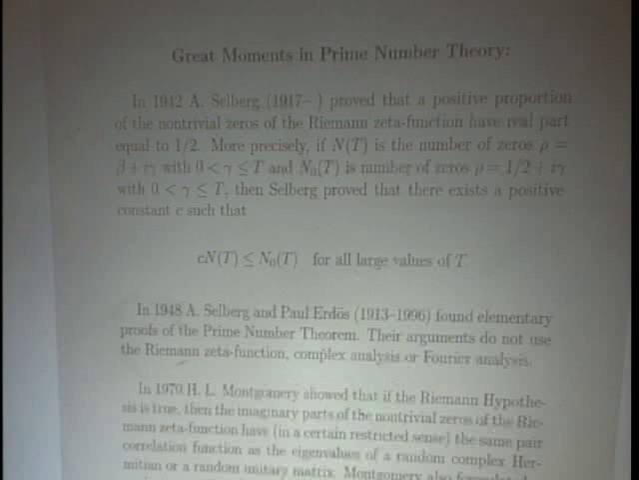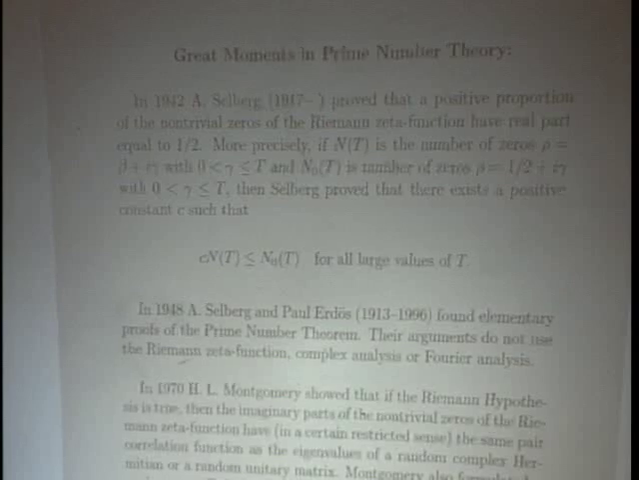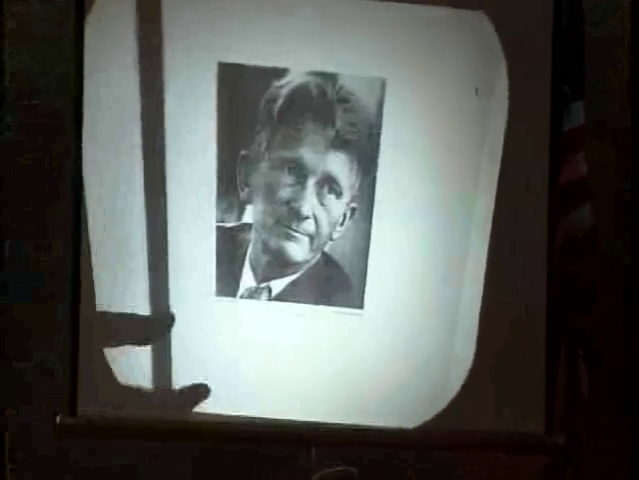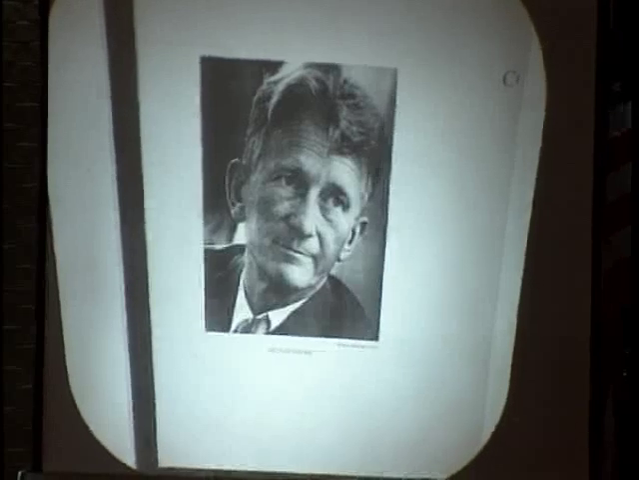The first I want to mention is a result due to Atle Selberg. I have a picture of Selberg here. And Selberg proved that, in fact, a positive proportion of the zeros of the zeta function occur on the half-line. That's quite a ways from the Riemann hypothesis, but it's encouraging.